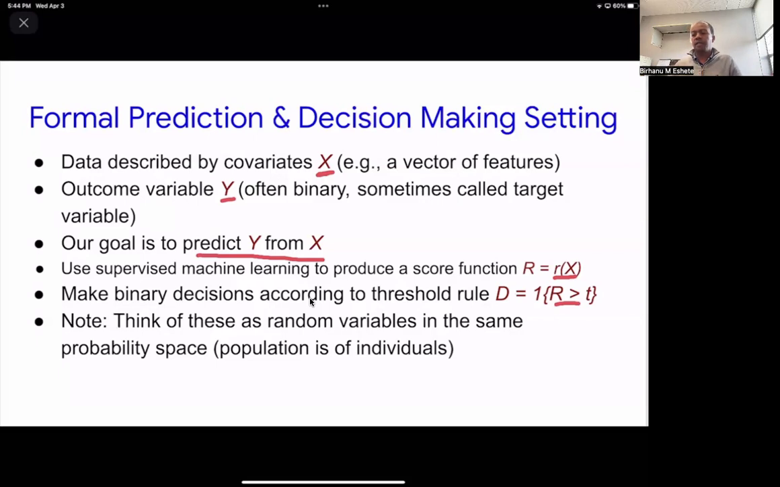So the side note here is that you can think of these as random variables in the same probability space. So the population is, for example, of individuals or people who come with some attributes that are embedded in the feature vector X, and we could also have additional features that have to do with the protected classes that we talked about, such as age, race, and gender, and things like that. Okay, so that's going to be our setup for the formalization of statistical fairness.